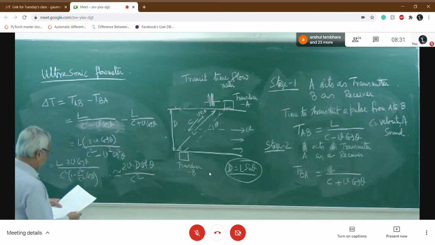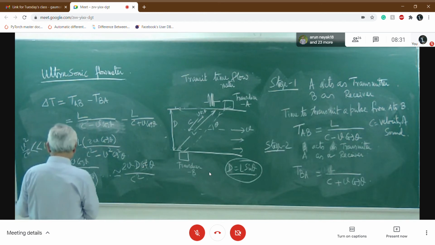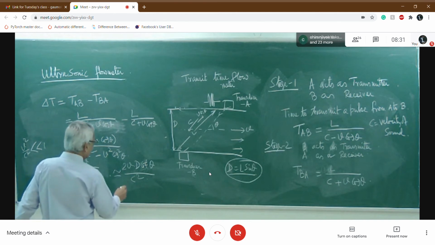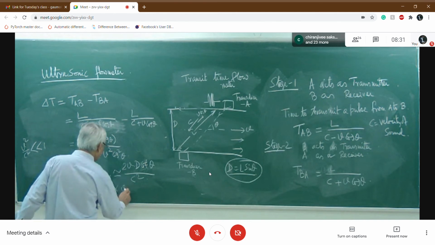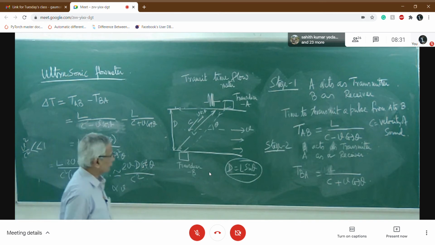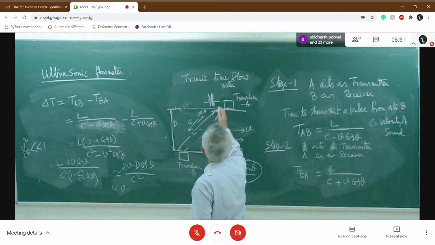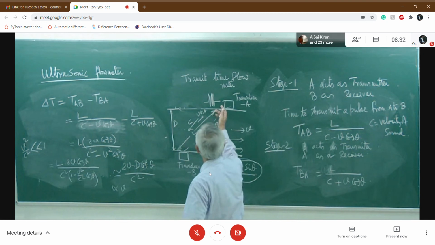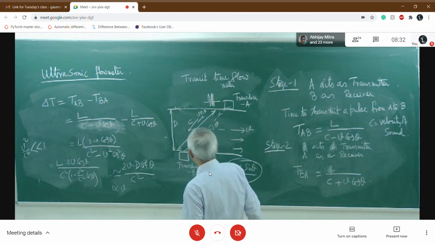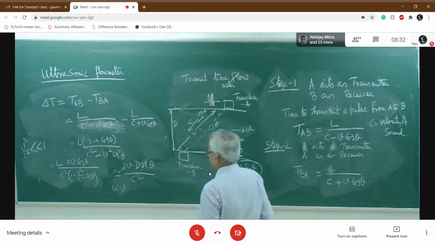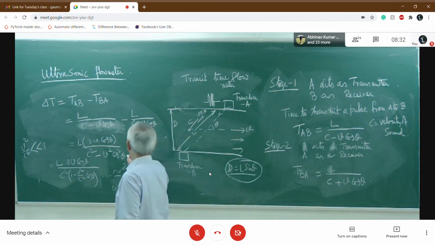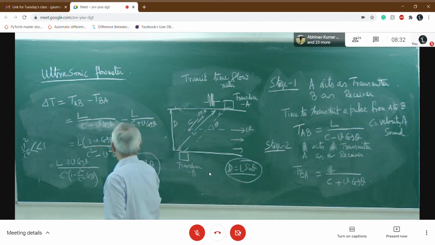So ultimately, this is an approximation. Ultimately, we say that Δt is proportional to V. So what we can say is that you just measure the pulse length there. You measure the time for traveling from A to B and B to A, but that measurement must be very accurate, and find out the difference. We can measure the difference, and that is proportional to the velocity.